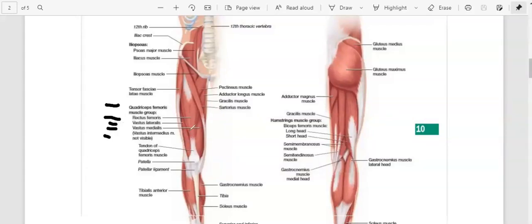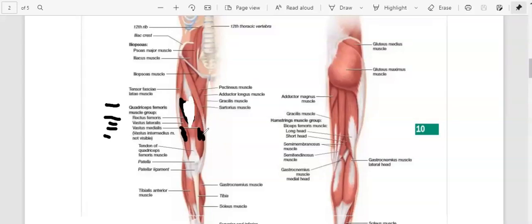So this one right here is the rectus femoris. This is the vastus lateralis, vastus medialis, and you don't see the vastus intermedius because you need to remove that rectus femoris, which is this one. If you remove this muscle from here, underneath that, you're going to find the vastus intermedius. Okay, and those will be the four muscles.